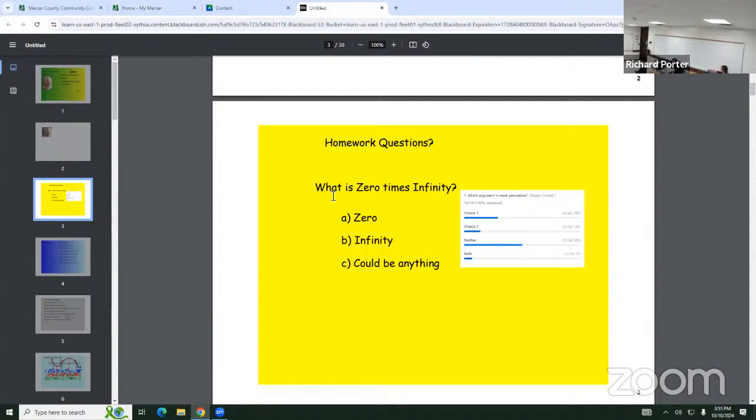Kara, Devon, which one do you vote for? A, B, or C? Infinity or 0. Pick one. You have to pick one. 0? Yeah, 0. Kara, what do you say? Infinity? All right, so I got one of each.